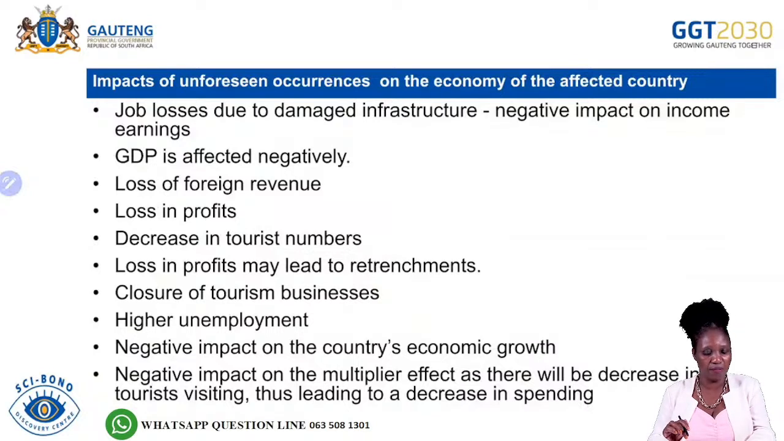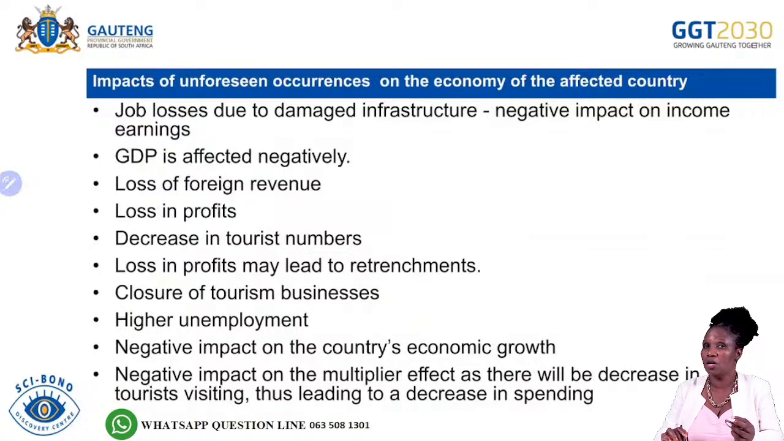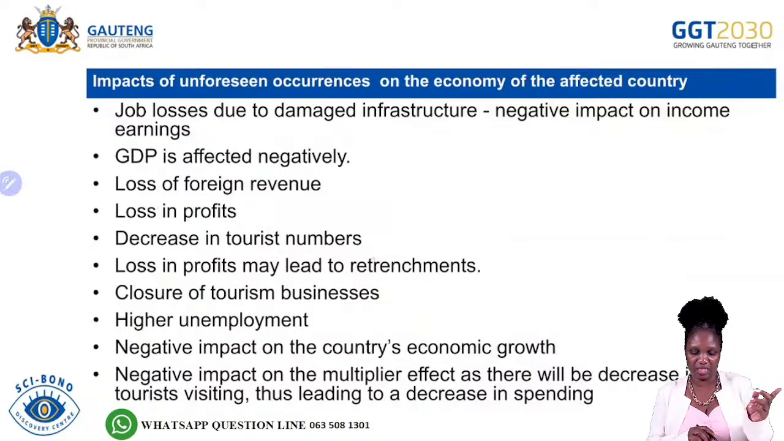Okay. And then job losses due to damaged infrastructure. That's a negative impact on income earnings. And GDP will be affected negatively. And there will be a loss of revenue. There will be a loss of foreign revenue and loss in profits, and then a decrease in tourist numbers, because tourists want to visit a place that has not got an unforeseen occurrence, a natural disaster or any other disaster. They would rather not go there. There will be a decrease in tourist numbers.